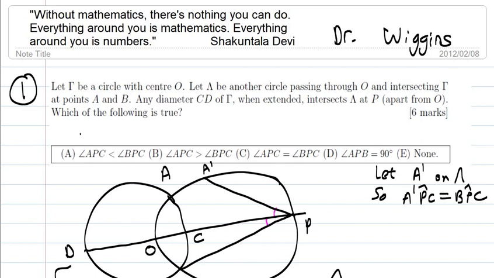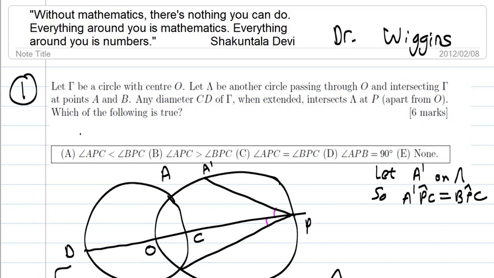And this quote, I like this quote. It goes, without mathematics, there's nothing you can do. Everything around you is mathematics. Everything around you is numbers. And I'm sure I don't have to tell you guys how cool mathematics is.